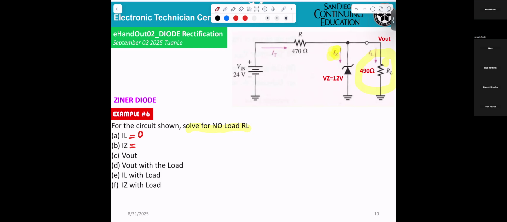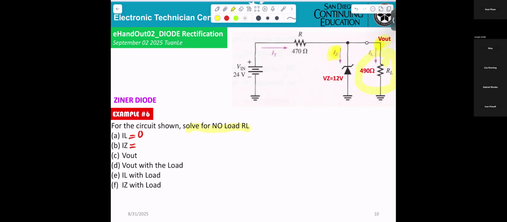Okay? There's no load. The load resistor is open. That means it's open here, open at VO, so current is not coming out. So IL equals 0.